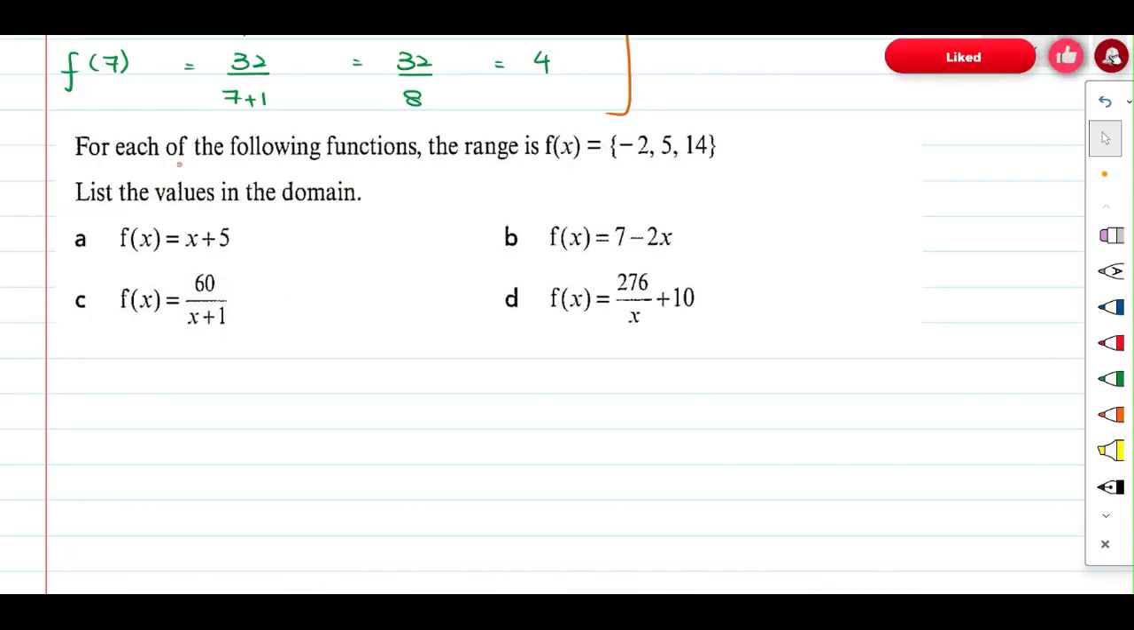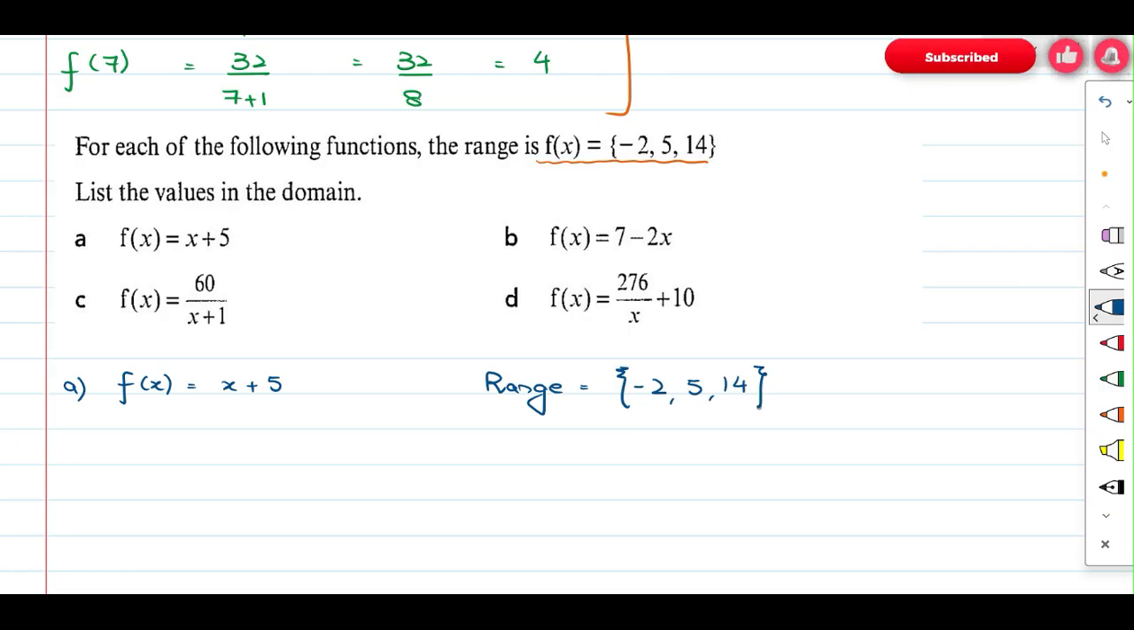Now another example. For each of the following functions, the range of the function is given to us. List the values in the domain. Linear function, reciprocal function, and this is a reciprocal function. Okay, now let me start with part A. When you have a linear function f of x equals x plus 5, now we have given the range of this function. The range of this function is -2, 5, and 14.